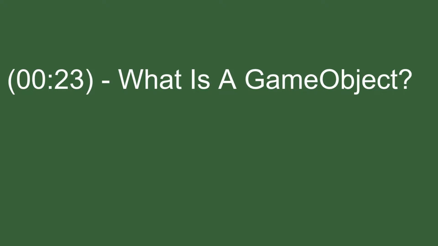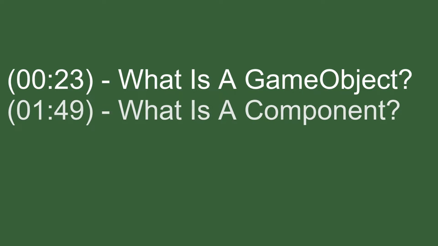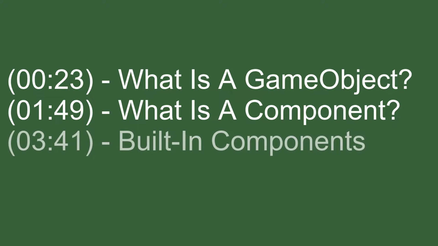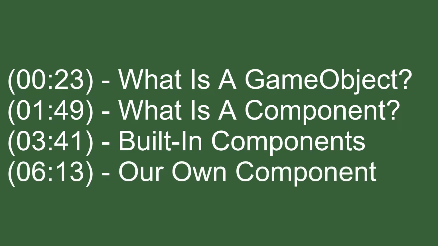So this video will be split up into four parts. Part one will be explaining what is a game object. Part two will be explaining what is a component. Part three, I'll be showing you some built-in components, explaining how they work. And then that'll lead on to step four, where we'll be creating our own simple component.